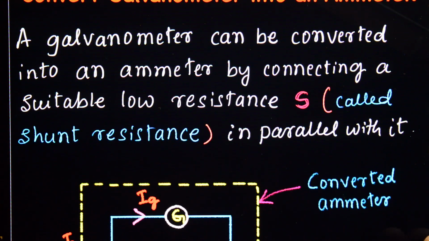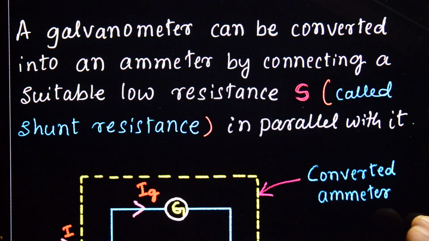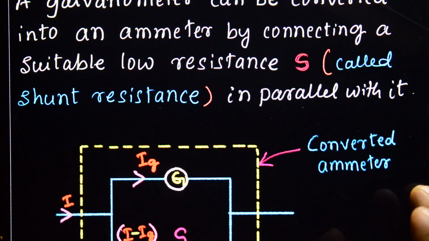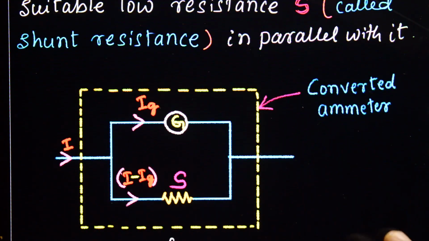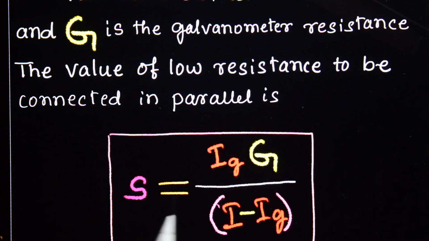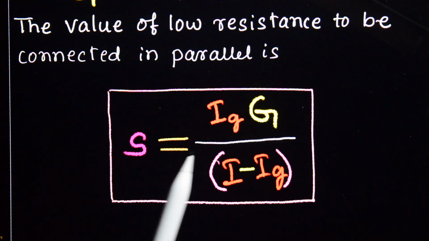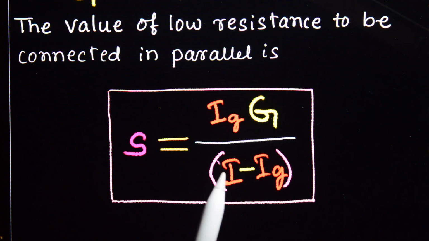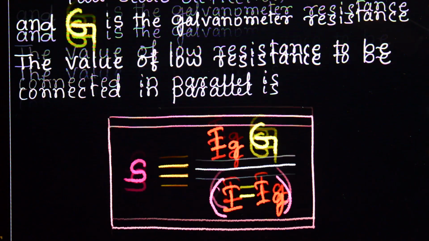First, you need to write a line. What is that? How do you convert a given galvanometer into an ammeter? Then you need to draw the diagram. After the diagram, you need to write the equation and finally the final equation, that is S is equals to Ig into capital G divided by I minus Ig.